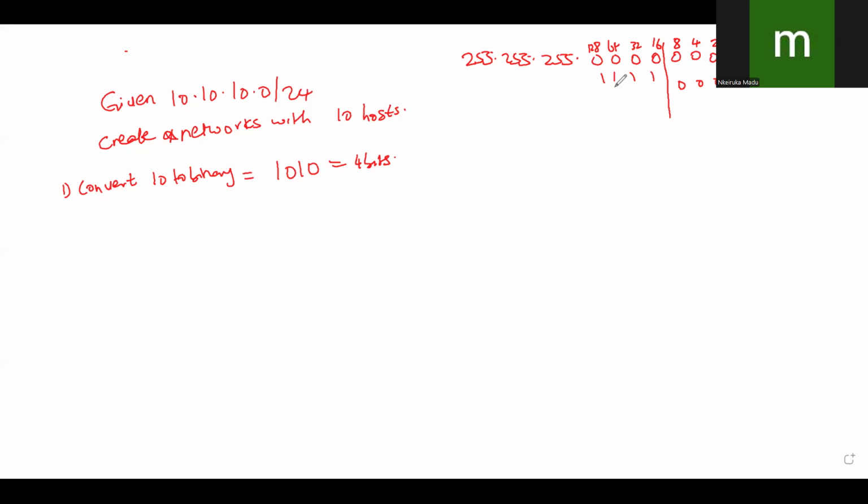Now somebody tell me, what will be the new subnet mask for the networks that we are going to create? Right now, we don't know how many networks we are going to create, but let's talk about the new subnet mask for the networks we are going to create. Somebody give me that value, please.